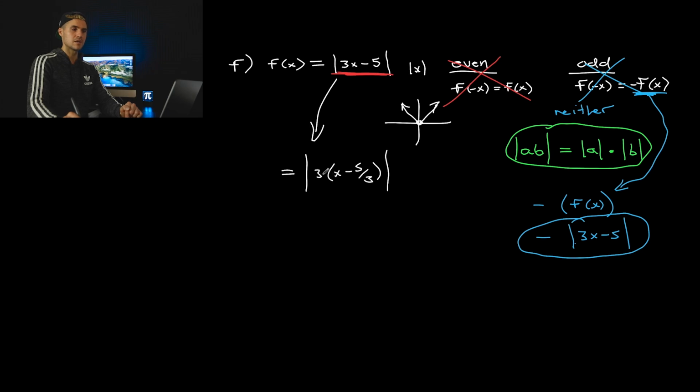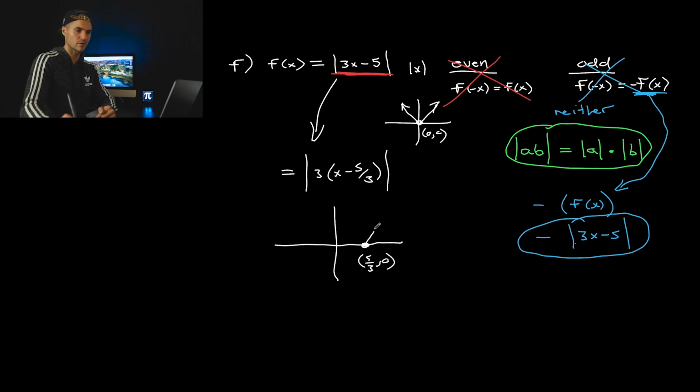So this 3 means that it's horizontally compressed. That's the k value. It's horizontally compressed by a factor of 1 over 3, we flip it, and then x minus 5 over 3 means that we shift it 5 over 3 units to the right. And so this vertex on the parent function is at 0 and 0. Well, now the vertex is going to be at 5 over 3 and 0, right? It got shifted over, and then it got compressed like that. So it looks like this basically, it just extends infinitely like that.